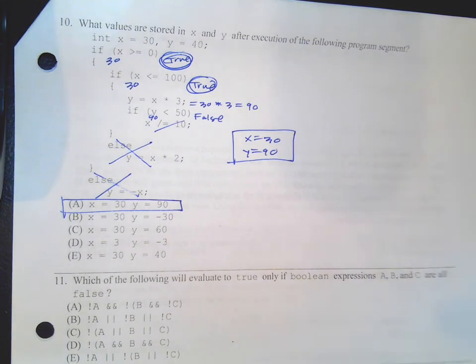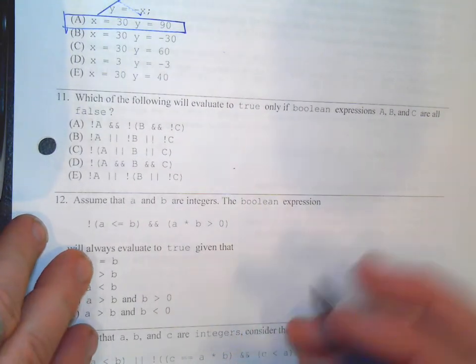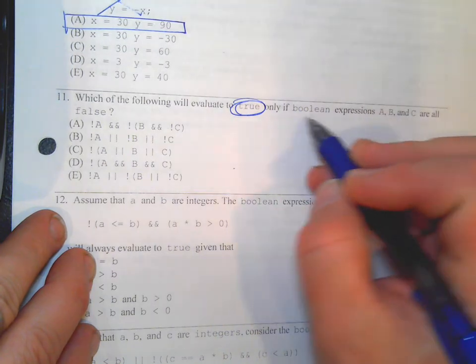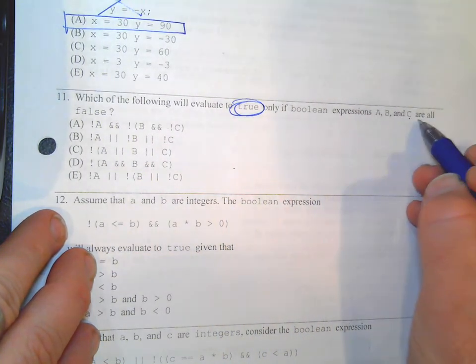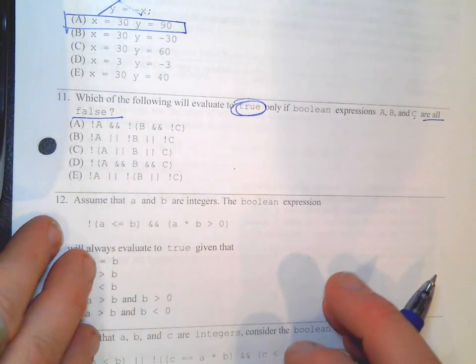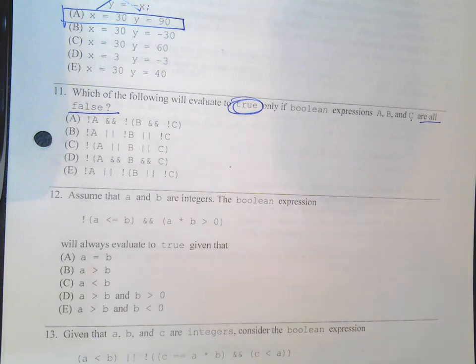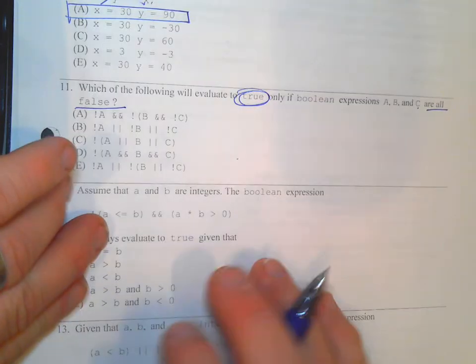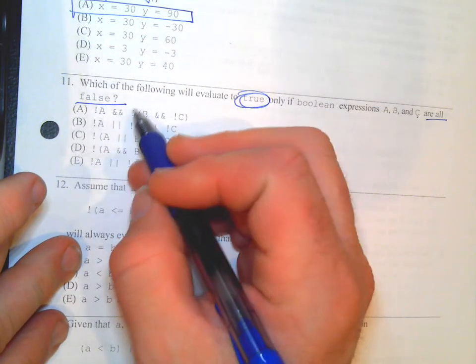But I think it helps right now. Which of the following will evaluate to true? We want it to be true only if Boolean expressions A, B, C are all false. Which of these will come out true if A, B, C are false? So this is where we have to get good at these compounds and the not symbol.